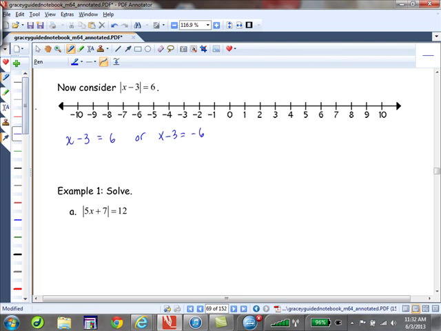So if you solve this, it ends up with two very simple linear equations in one variable. If you add 3 to both sides on this first equation, you get x is equal to 9. And over here, if we add 3 to both sides, we get x is equal to negative 3.